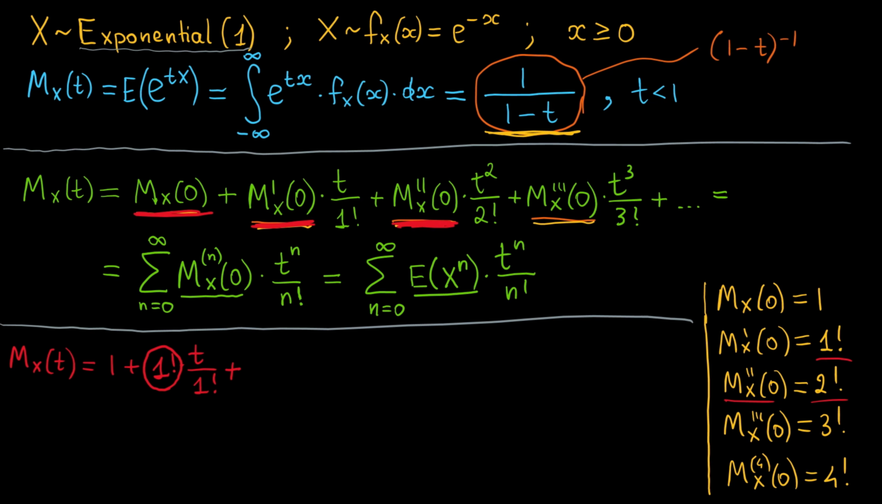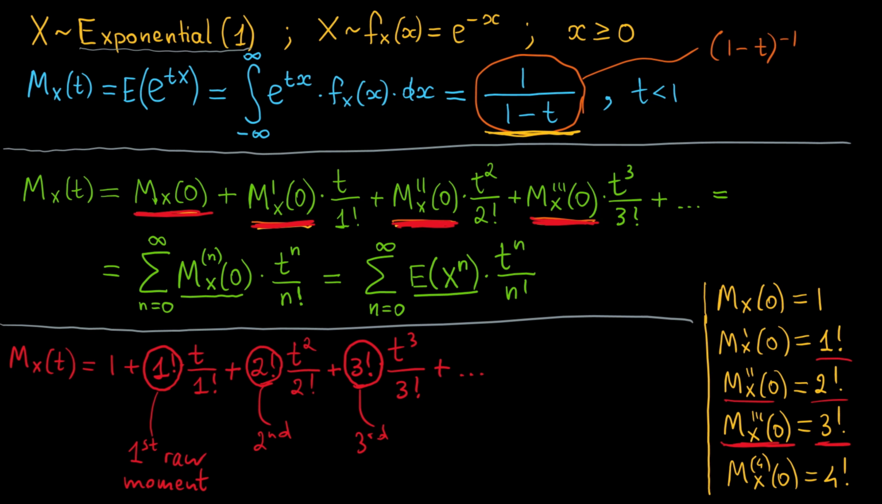It's 2 factorial times t squared over 2 factorial. And again, I'm going to circle the first term because this is the second raw moment, plus 3 factorial, which comes from here. The third derivative evaluated at 0 is 3 factorial times t to the third power over 3 factorial. And I'm going to circle 3 factorial because that's the third raw moment, plus, and so on and so forth.